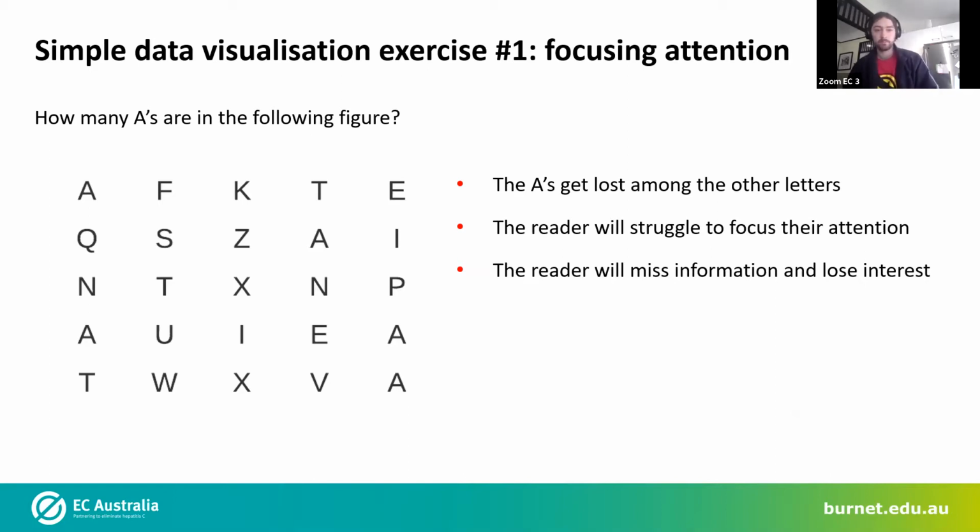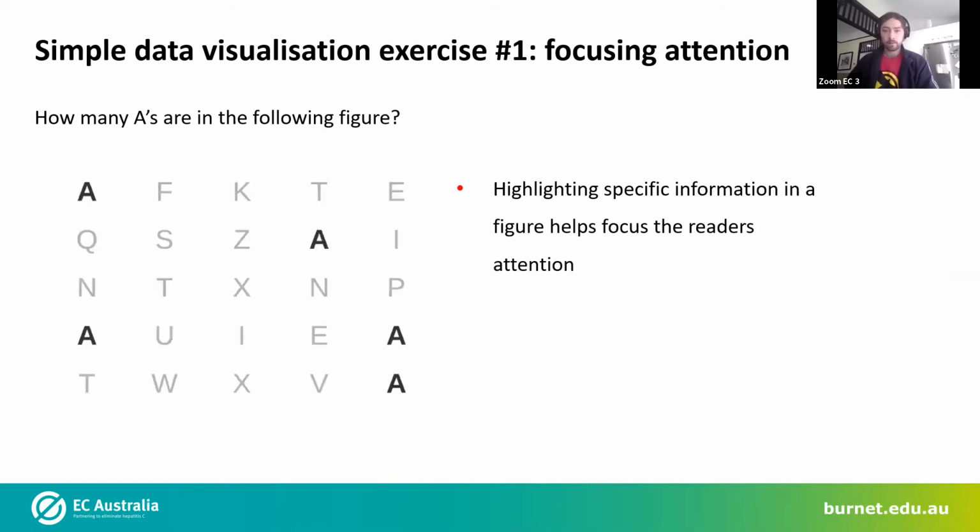All right, that's probably enough time. So, I think the first thought that you've had is that the A's are quite difficult to find in this figure. They get kind of lost. You kind of have to scan it. It's hard to do it in an ordered sequential way. It's really hard to focus your attention. And if you were to present something like this in a manuscript or in a report, it's very easy that readers will completely lose interest and not get the information out of it that you want.